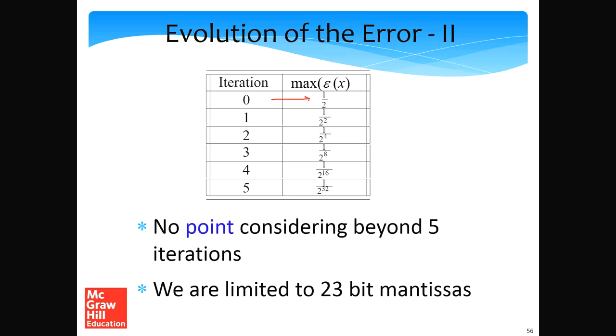So let us look at the maximum error that is possible in each iteration. In iteration 0 it is half. In iteration 1 it's 1 by 2 square. In iteration 2 it is 1 by 2 to the power 4. In iteration 3 it is 1 by 2 to the power 8. In iteration 4 it's 1 by 2 raised to the power 16, and ultimately in iteration 5 it is 1 by 2 raised to the power 32. So one thing that needs to be kept in mind is that the error after 5 iterations becomes 1 by 2 to the power 32, which is a fairly small number.